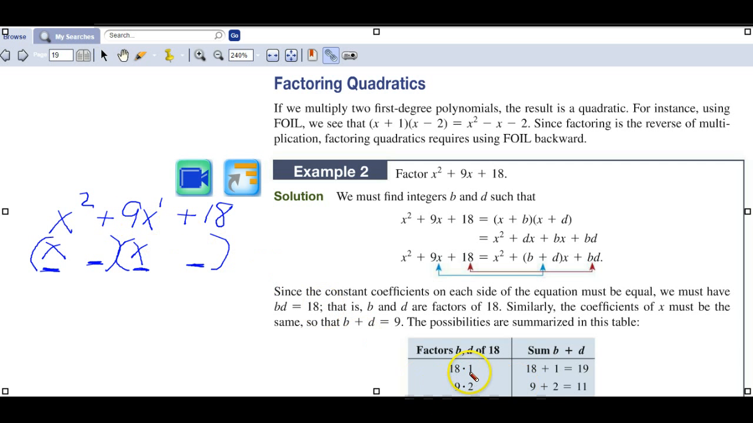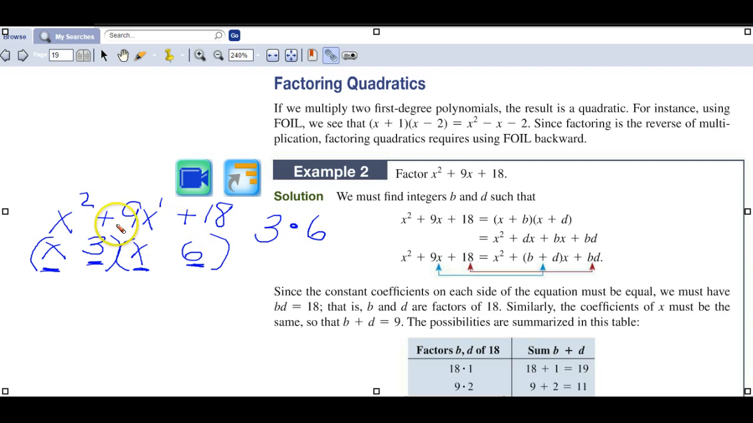So here you can see a little bit of it, that they're asking you to list the factors that I did above, and one of the sets should be 3 times 6. 3 times 6 is 18, but if you add them up, they add up to 9. So these are our last items, 3 and 6.